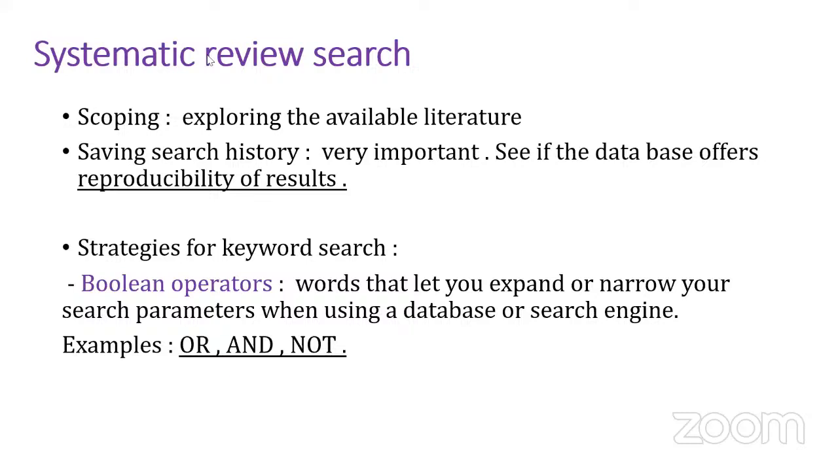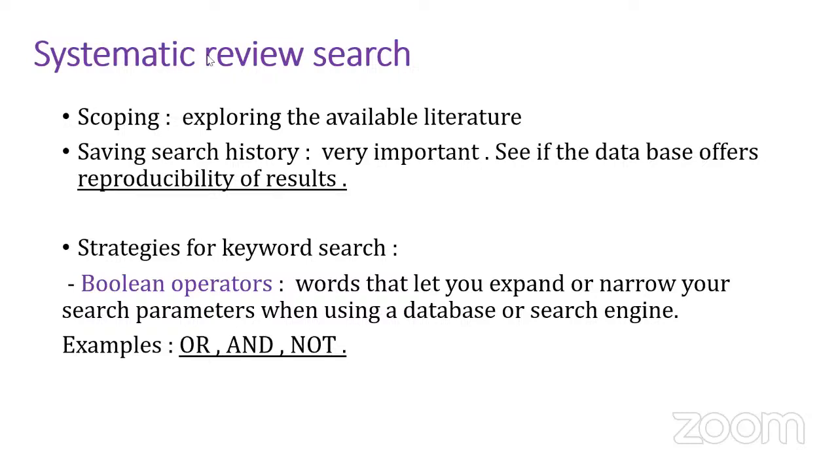When you start your systematic reviews, if you want to do a systematic review search, the first thing you want to do is scoping. Scoping means basically just typing in, like in Google, for example, about your topic, just to see how many literature reviews are available on that topic, and whether it's feasible, like you're gonna find a lot of research on that or not.